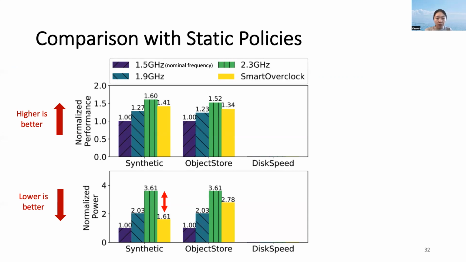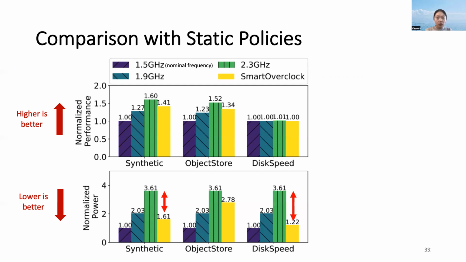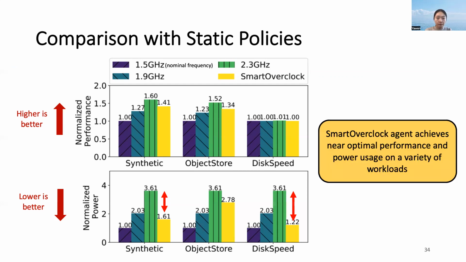The second workload is object store, a key value server running at high load. This workload always benefits from overclocking, and SmartOverclock learns to overclock for it, achieving similar performance as the highest frequency setting. The third workload, disk speed, is a disk-bound workload that does not benefit from overclocking, and SmartOverclock correctly learns not to overclock for this workload. This set of results show that the SmartOverclock agent can achieve near optimal performance and power usage on a variety of workload patterns.